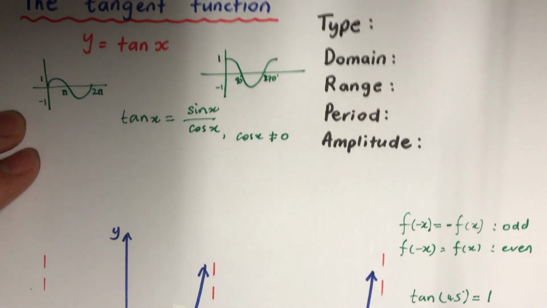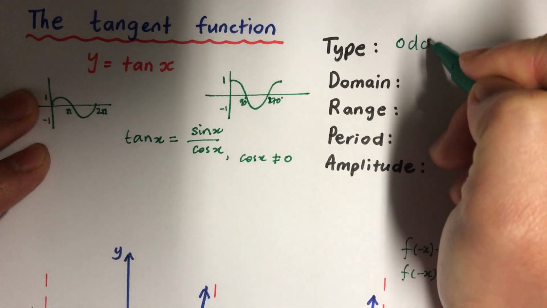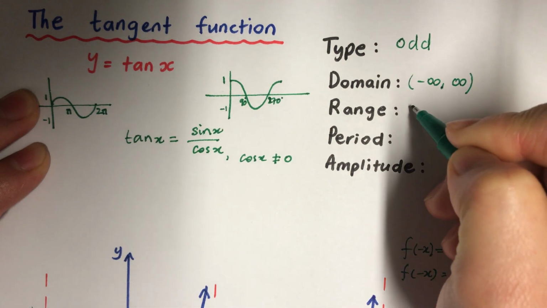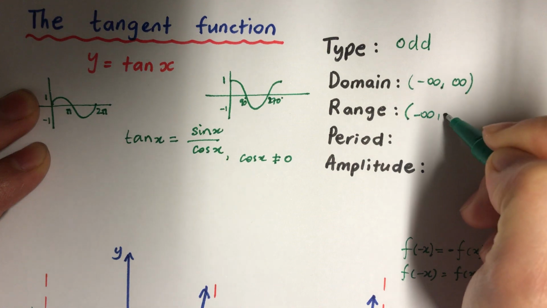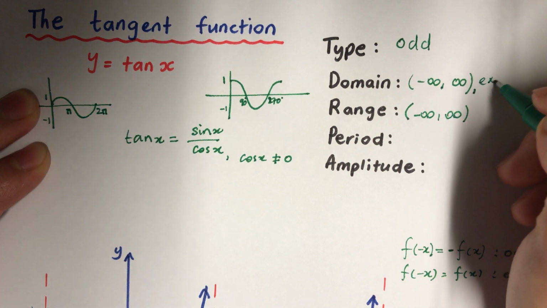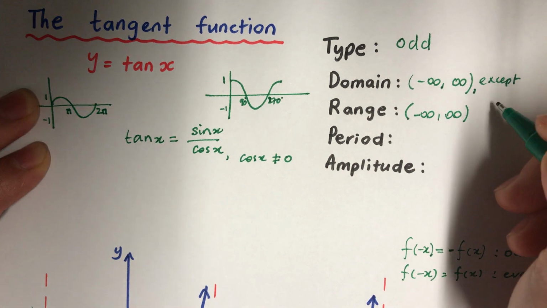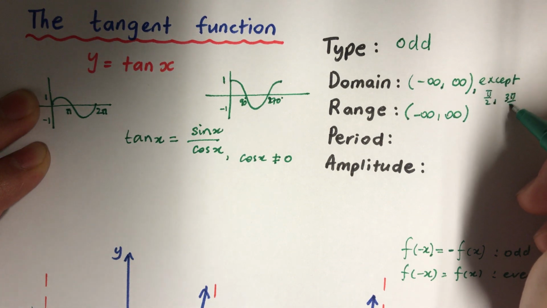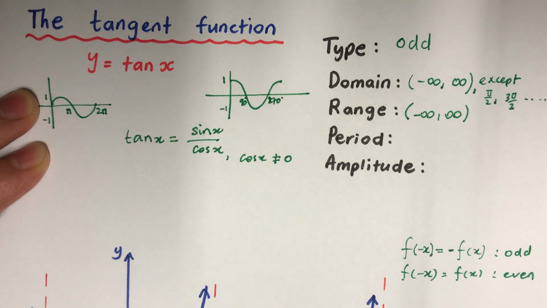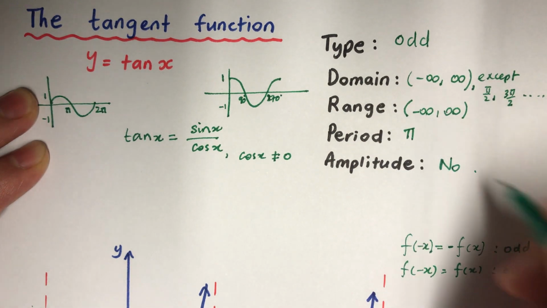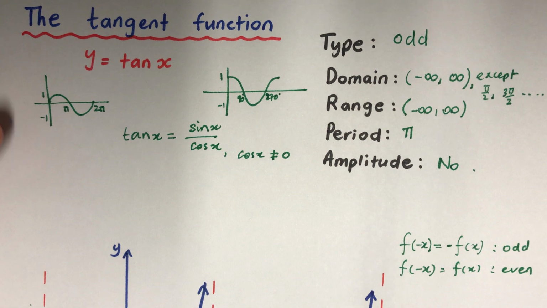So let's have a look. The type was an odd function, and the domain is negative infinity to infinity. The range is the same, except for those asymptotes, so it'll be pi over 2, 3 pi over 2, and so on. Except for that, that's all good. The period is only pi, and there's no amplitude on this one. Okay, this is the tan function. And in the next video, we're going to do the reciprocal functions.